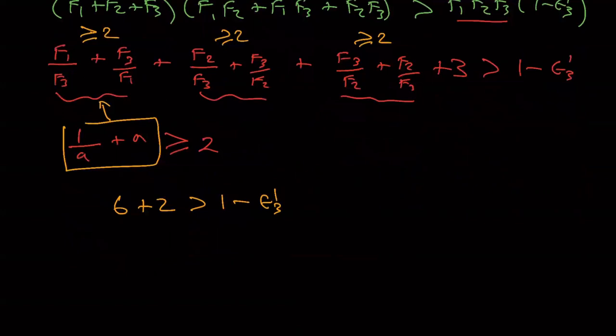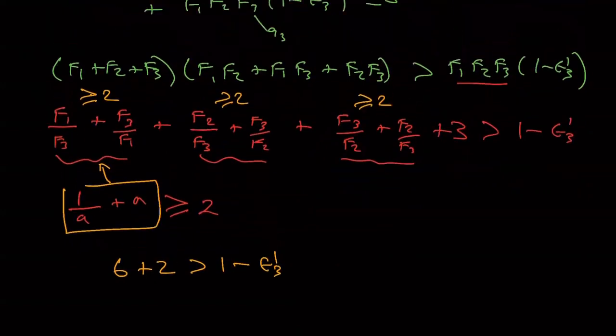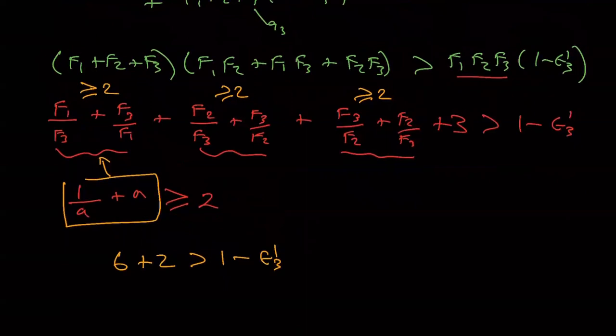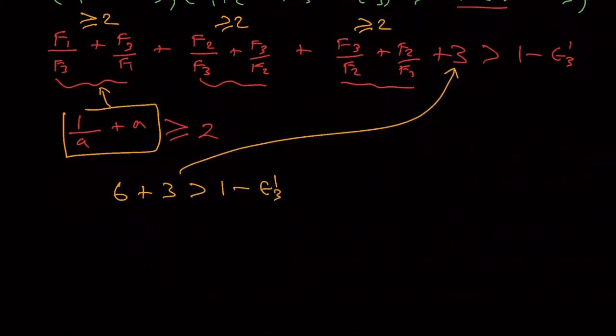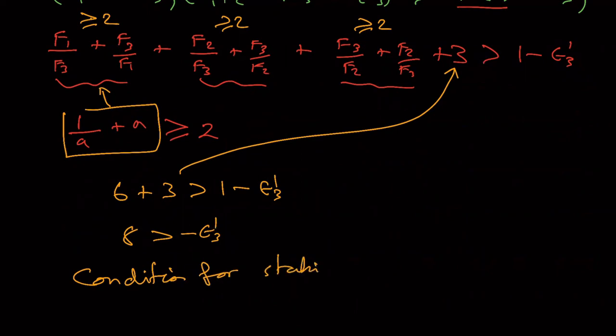If I take 1 over to the other side, let me see, did I get that right? Not quite. This piece here, of course, is a 3 from here. Okay, 3. So if I take 1 over to the other side, I basically get 8 greater than minus epsilon_13. And this is the condition for stability. Okay, this is the condition for stability.